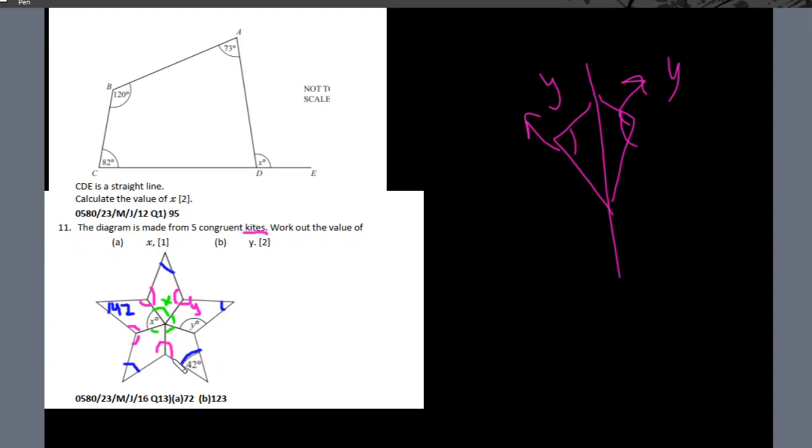Now what do we need to find in this question? Find x. So to find x, we have 1, 2, 3, 4, 5 angles of x degrees, and they're all originating from the center, from a point. So the sum of all angles originating from a point equals 360 degrees. So x equals 72.